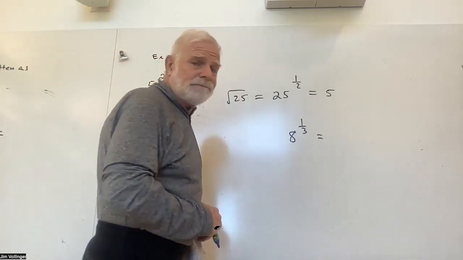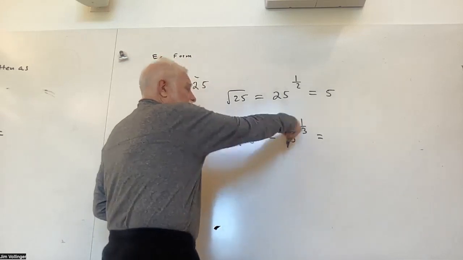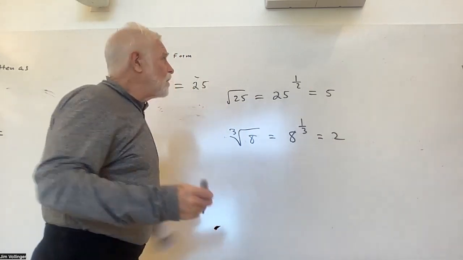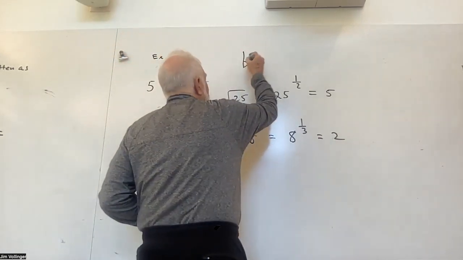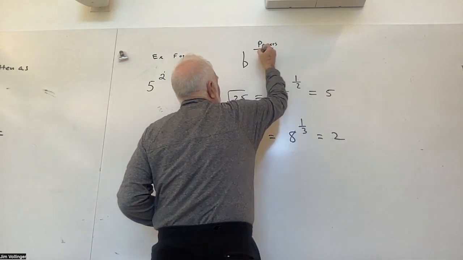I just keep going, right? Well, a cube root of 8 may be written as 8 to the 1/3, which is 2. So what do we have? We have a base, and we have powers, and we have roots.